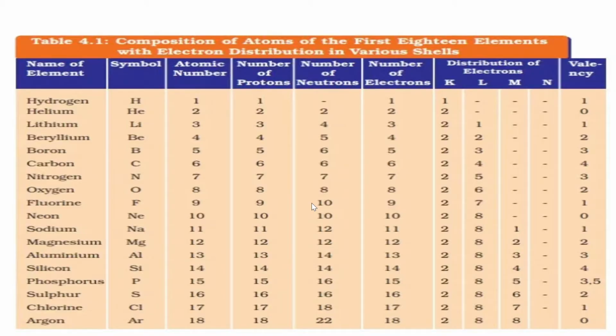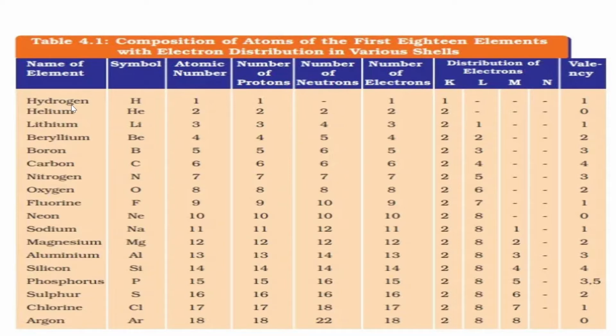In our previous session, we had seen how the electrons are distributed in various shells. In today's session, we'll be seeing a few more concepts on distribution, atomic mass, mass number, and isotopes. Coming to the composition of atoms of the first 18 elements.